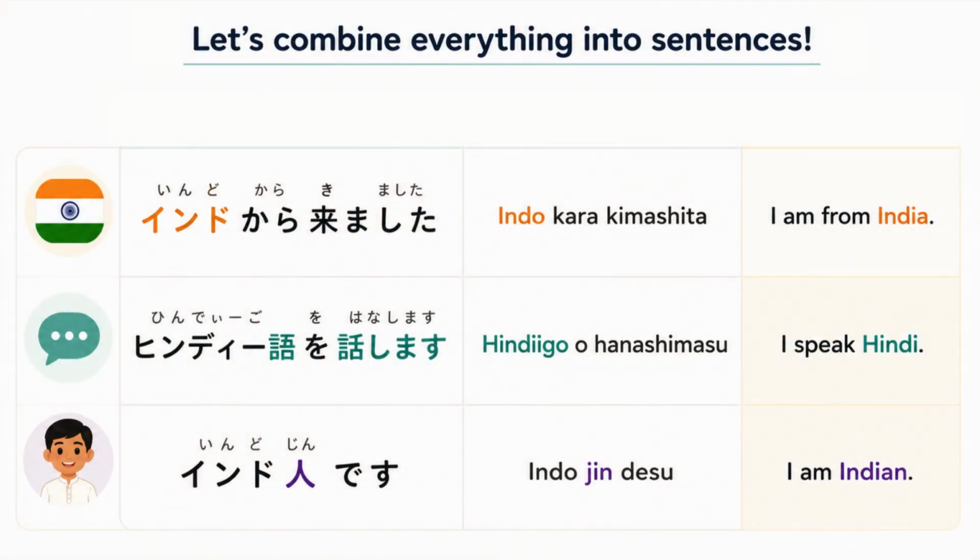Let's combine everything into sentences. インドから来ました。ヒンディー語を話します。インド人です。I am from India. I speak Hindi. I am Indian. Now it's your turn.